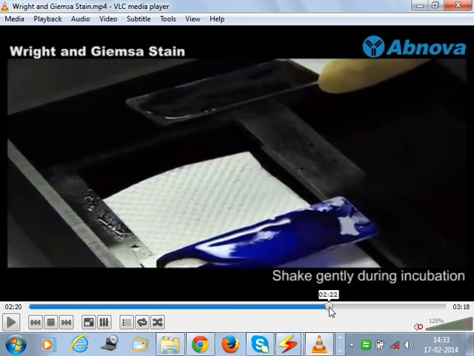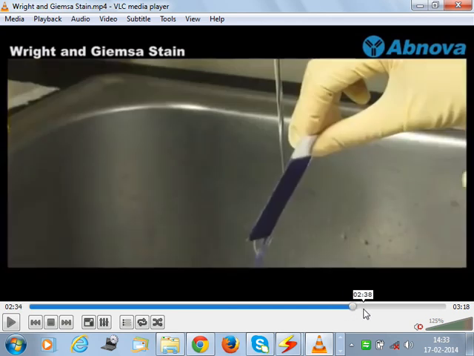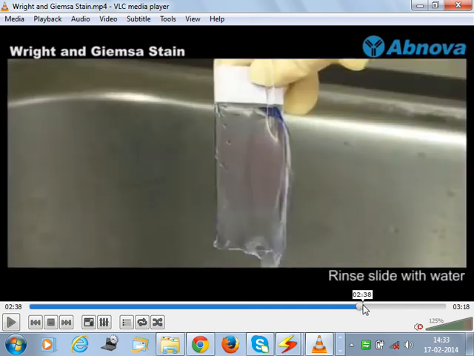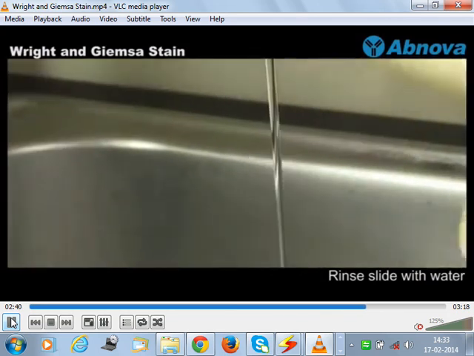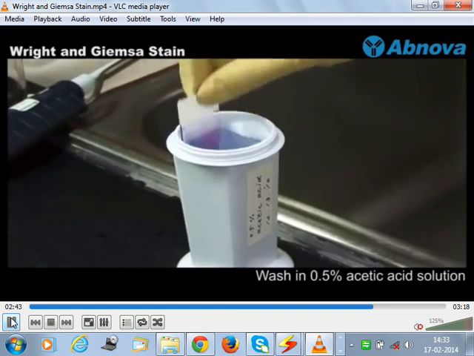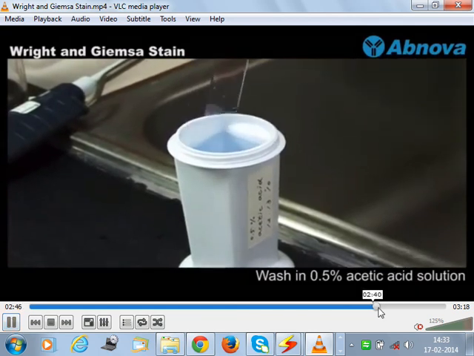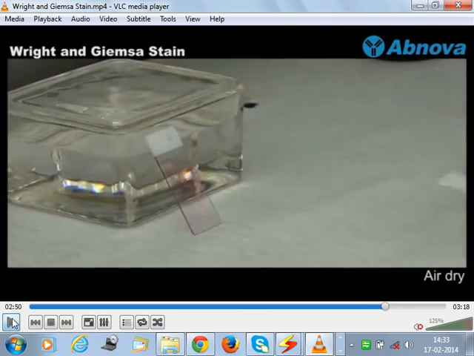Again under flowing water, this is what they would have given in your book. But be very careful. At the end, your slide should look like this. Do you see that? Now we won't be doing this acetic acid solution washing and all, don't worry about that. But this is the idea, this is how your slide should be at the end.